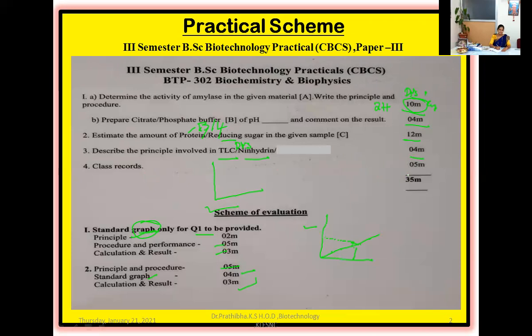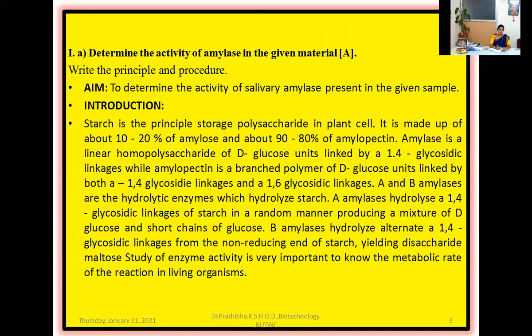Then class records: it is compulsory to bring your class record. This carries 5 marks. So a total of 35 marks you are going to write the answer for, and 15 marks is your internal assessment. In total, 50 marks for practicals: IA is 15 and practical is 35. Whereas theory is 70 marks and 30 marks is your internal assessment, that is the internal quality of the students in theory and practical.